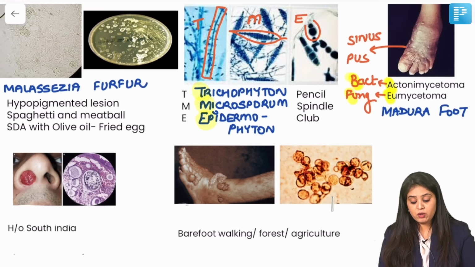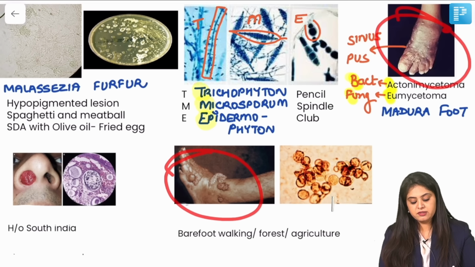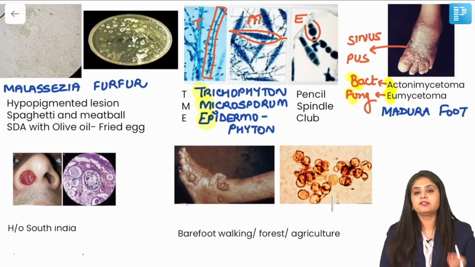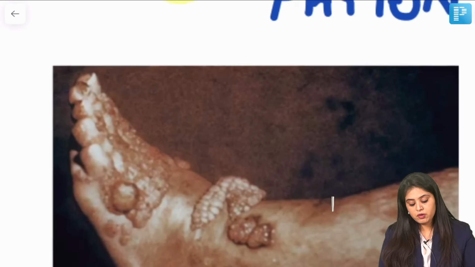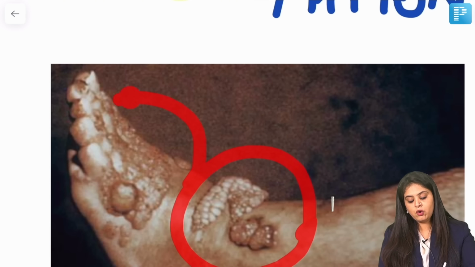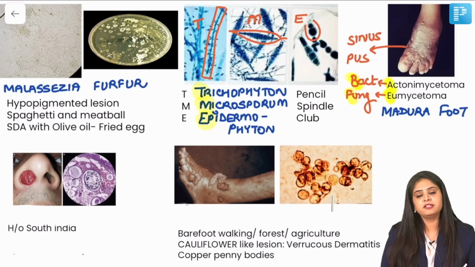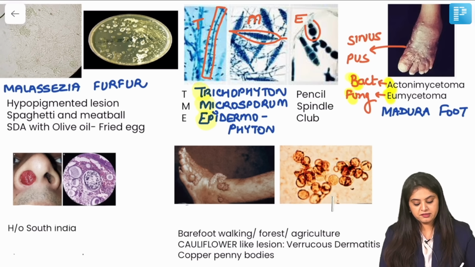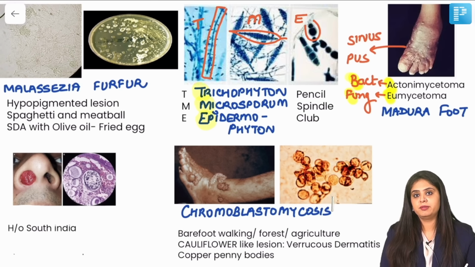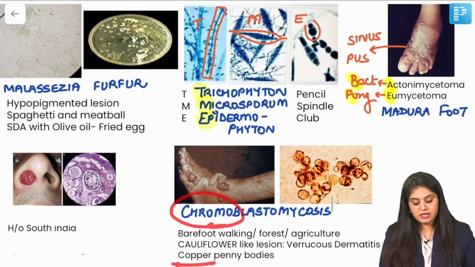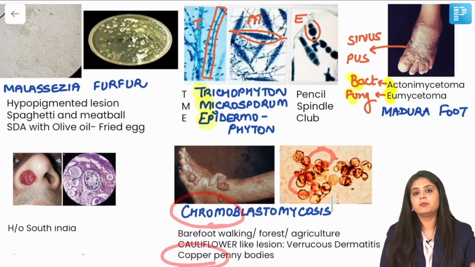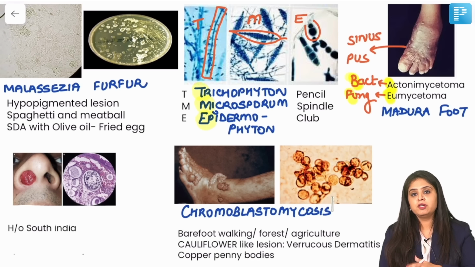Because I'm talking about foot, let's talk about another foot condition where they will say some forest, agricultural, some farmer, someone walking barefoot. Because of walking barefoot, I can see this kind of a cauliflower-like lesion that has formed. Instead of cauliflower they write verrucous lesion, verrucous dermatitis, it's the same. They are talking about chromoblastomycosis. Chromo word will tell me color. What color am I dealing with? The copper penny bodies.